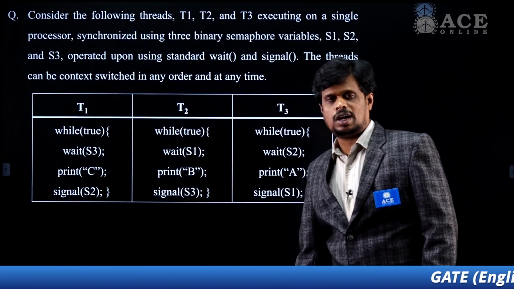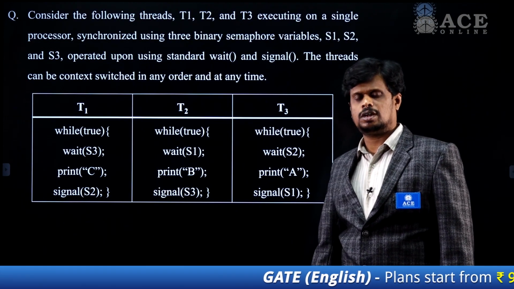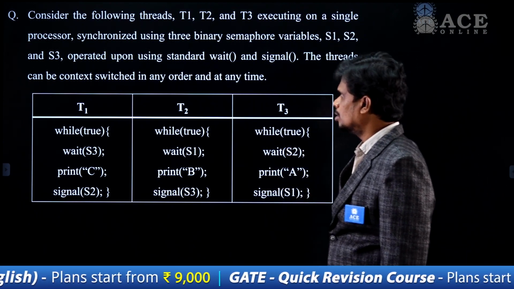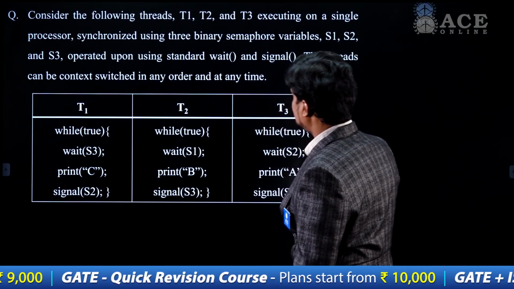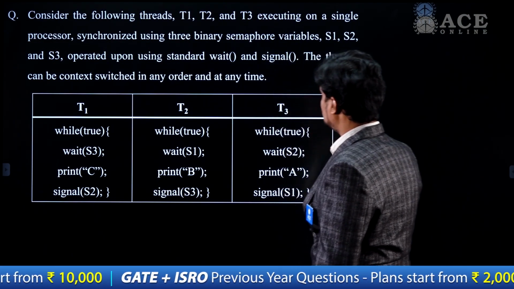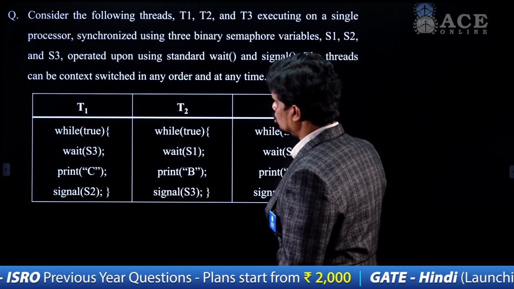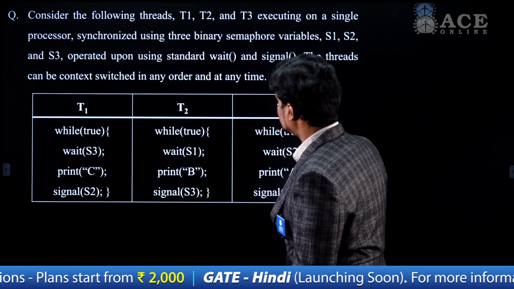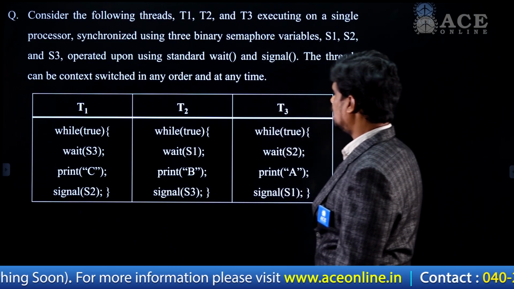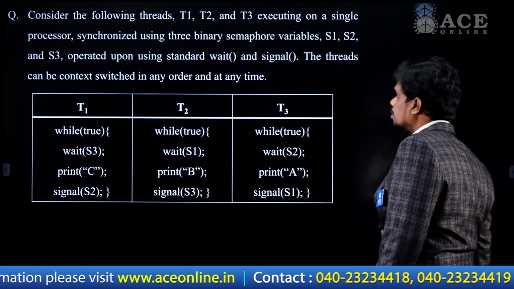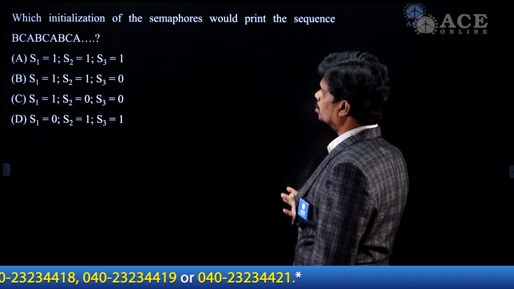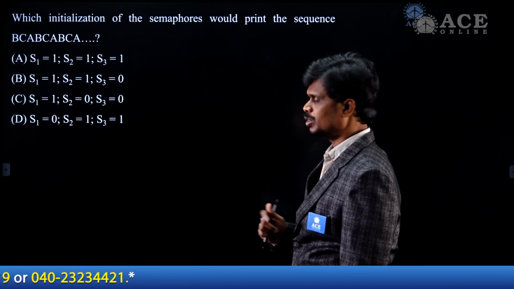So this is the next question we have from operating systems in GATE 2022 examination based on inter-process synchronization. Have a look at the question statement. Consider the following threads T1, T2, T3 executing on a single processor, synchronized using 3 binary semaphore variables, that is S1, S2 and S3, operated upon using standard wait and signal. The threads can be context switched in any order and at any time. Which initialization of the semaphores would print the sequence of BCA, BCA and BCA?